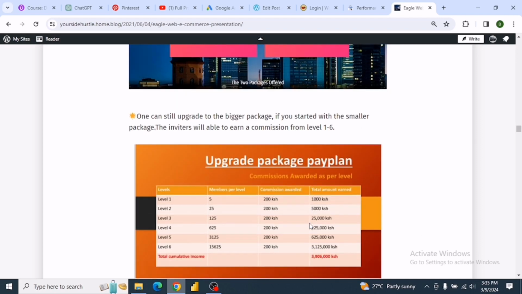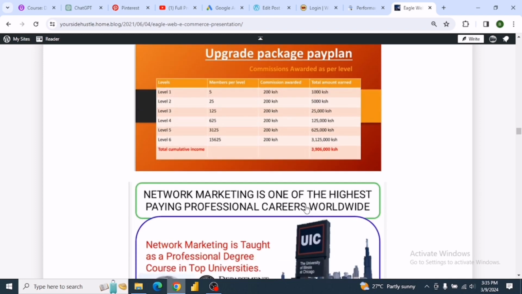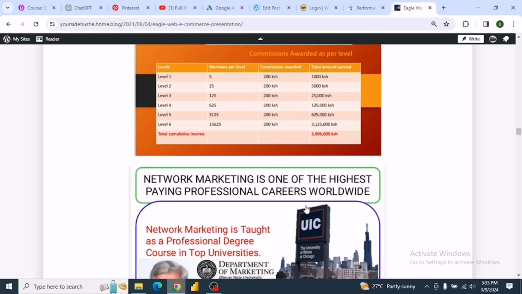So if you are just getting started, you can start with the gold package and upgrade it to diamond when you get money to upgrade. When someone upgrades, you also earn a commission. That is 2,000 from every upgrade. That is 200.